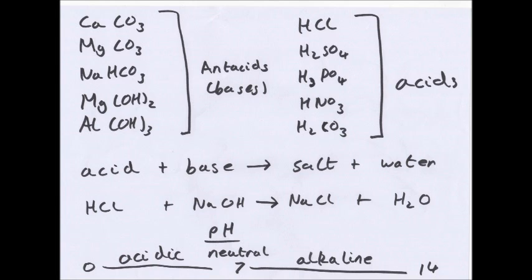Antacids are used in medicine to neutralise excess stomach acid. Stomach acid is always HCl, and if you get too much, it can be bad and painful. So you use antacids, such as calcium carbonate, magnesium carbonate, which will neutralise it.